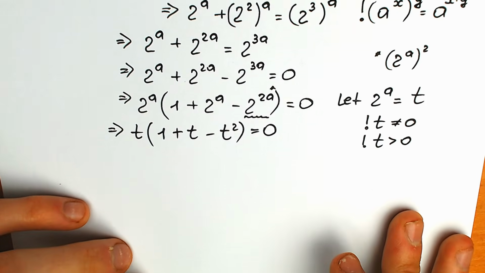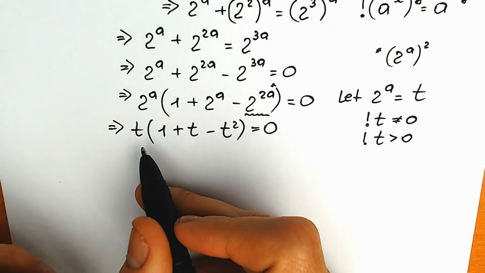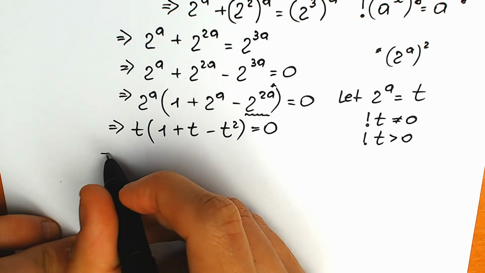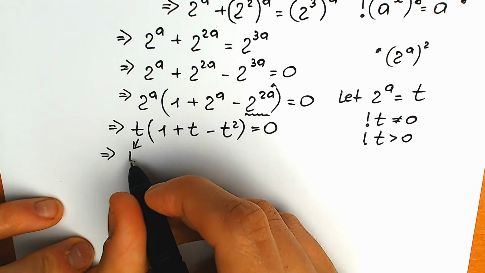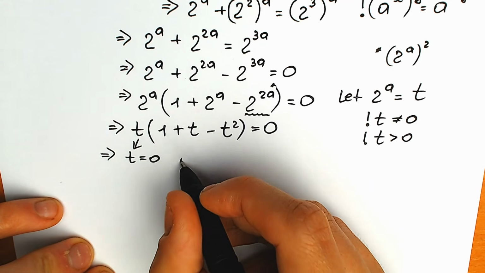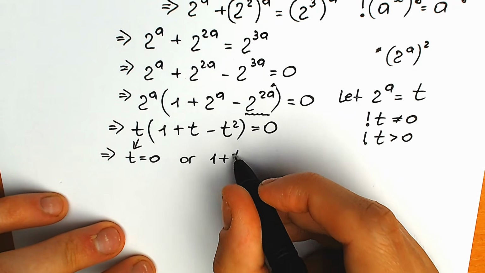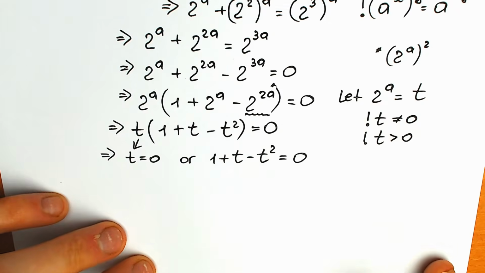Right now, a product of two parentheses equal to 0 when the first parenthesis, or not like parentheses, we have two expressions, this expression and parentheses. So a product of two things equal to 0 when the first thing equal to 0, so t equal to 0, or the second parenthesis equal to 0. So we have 1 plus t and minus t square equal to 0.